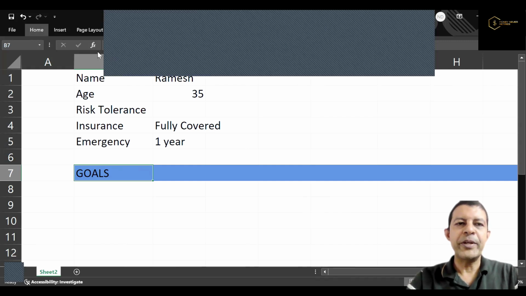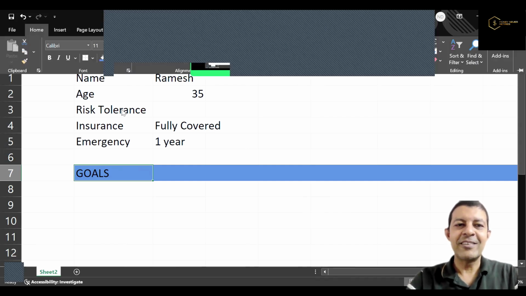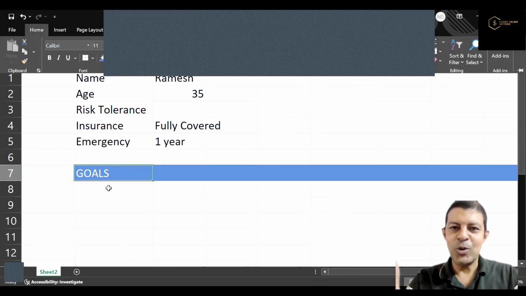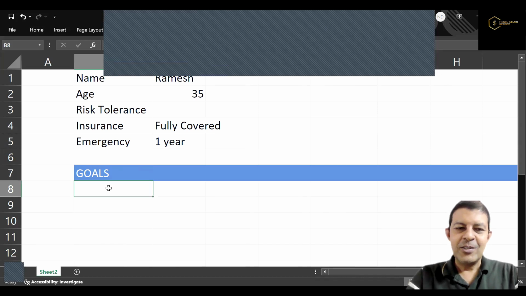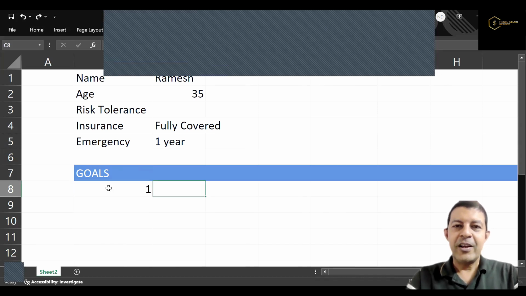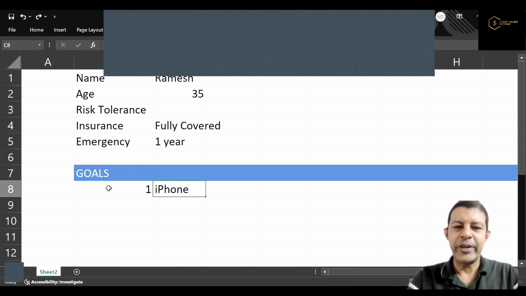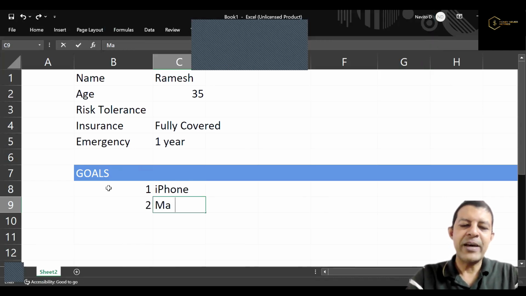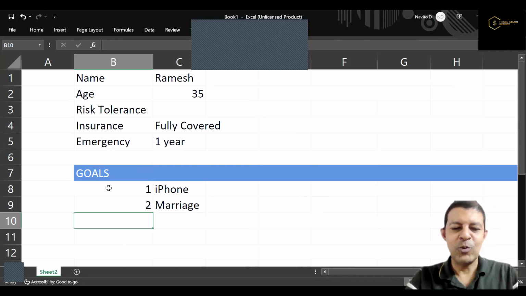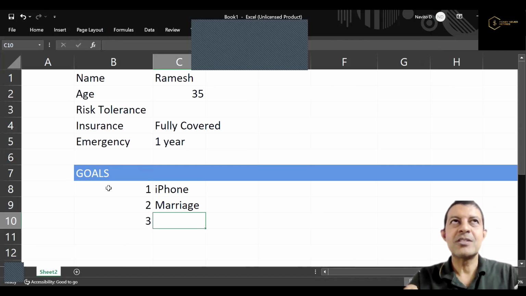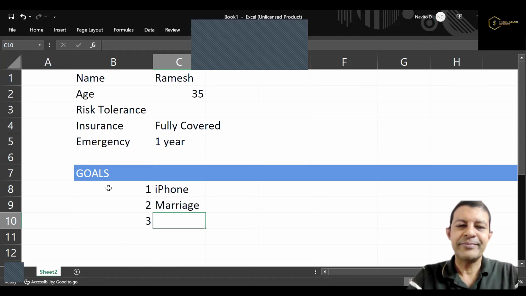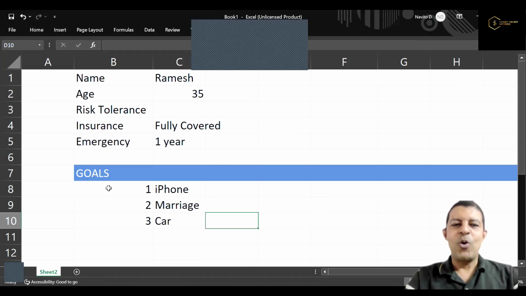And goals, you're going to keep it in white color, so it's visibly noticeable. So the first goal, Ramesh wants to buy an iPhone. The second goal, Ramesh wants to plan his marriage. The third goal, Ramesh wants a car. These are his goals, financial goals.